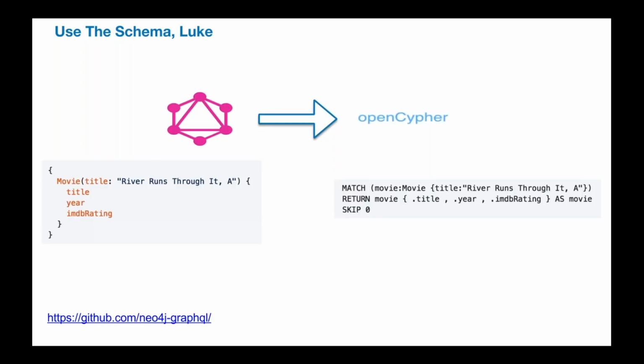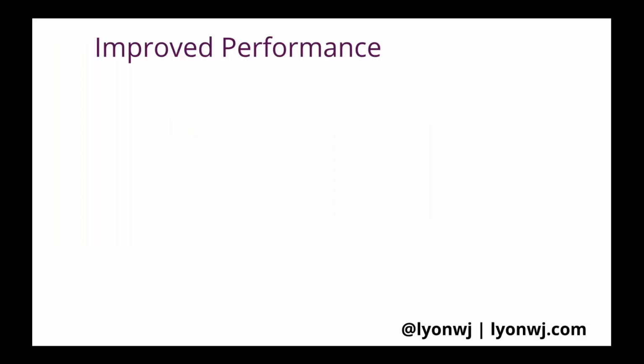So here's an example querying for movie by title, River Runs Through It, and returning title, year, and IMDb rating. And here's the equivalent Cypher statement that it's translated into.